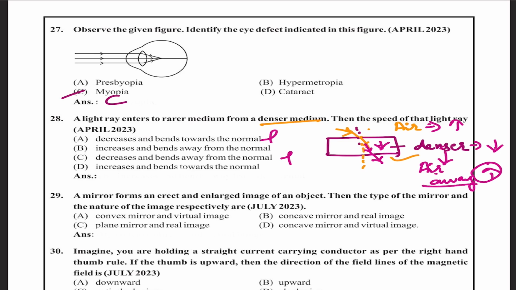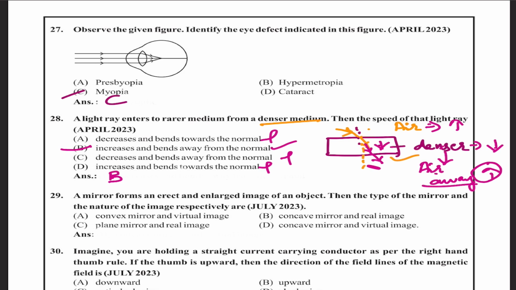It increases and bends away from the normal. Yes. Cross check option D. It increases and bends towards the normal. No, it doesn't. When the light ray travels from denser to rarer, it doesn't move towards the normal. It is moving away from the normal. Hence, the correct answer for the 28th question is option B.